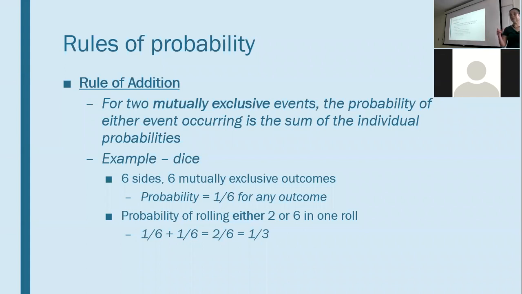But what is the chance that I roll a die and get a 2 or a 6? Either option would be good for me. This is the rule of addition. The chance of rolling a 2 is 1 in 6, the chance of rolling a 6 is 1 in 6, add them together, 2 of 6. You have a 1 in 3 chance when you roll a die of getting either a 2 or a 6.